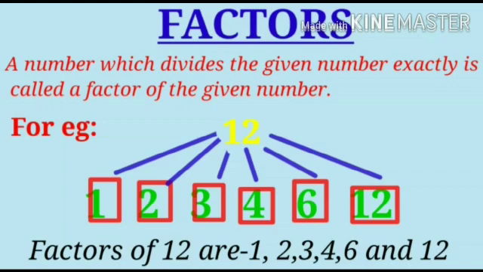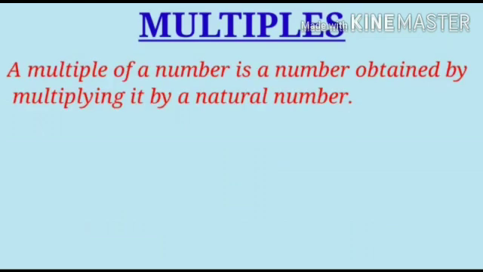Okay. Now the next topic is multiples. What are multiples? A multiple of a number is a number obtained by multiplying it by a natural number. So what are natural numbers? All counting numbers are known as natural numbers. For example, 1, 2, 3, 4, 5, 6 and so on, all are natural numbers.